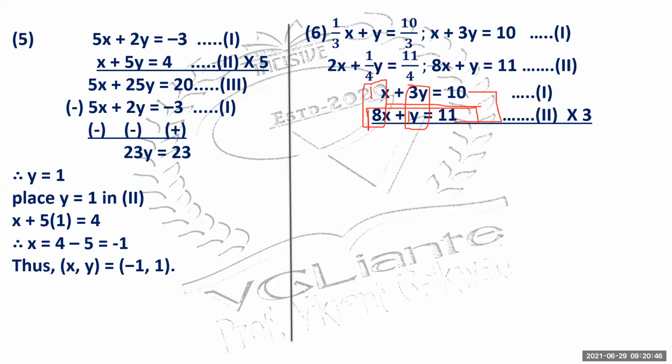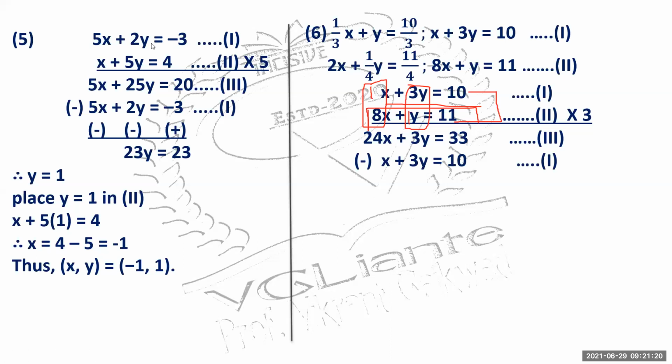Once you multiply the second equation with 3, what you're going to get? You're going to get 24x plus 3y equals 33. Now once you get this, we'll write the first equation as it is.